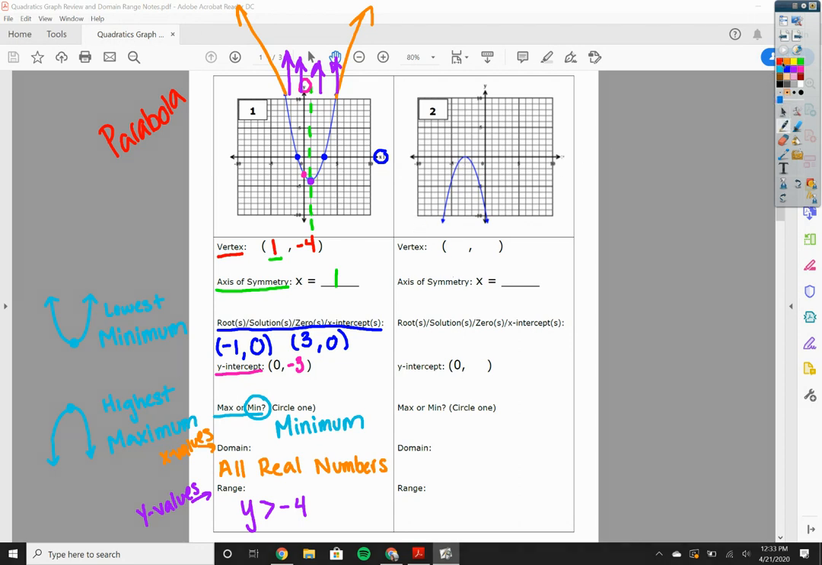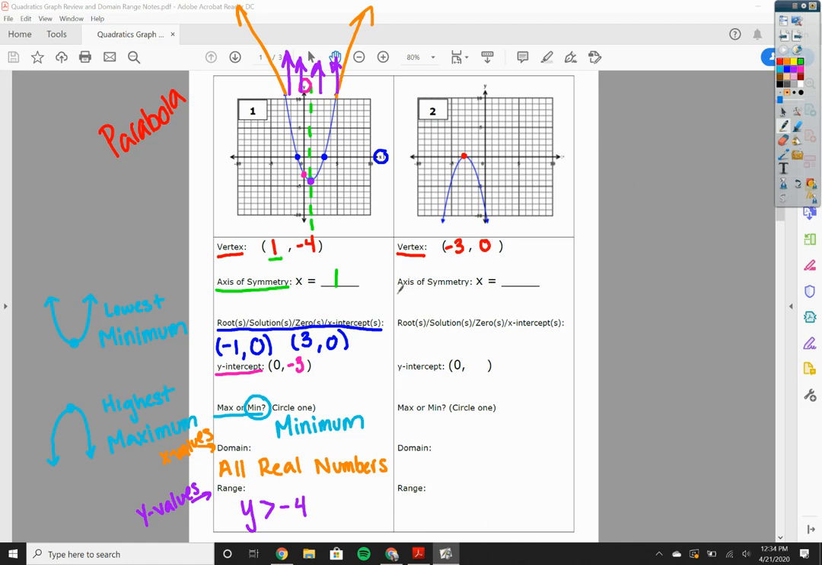So first thing again is our vertex. And our vertex is right here. And the coordinate point for that would be -3, 0. So our x is -3 and our y is 0. So -3, 0 is our vertex.